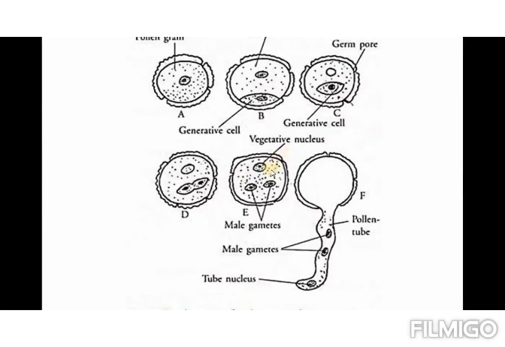So as soon as it is reaching towards the stigma of another flower or the same flower, this intine will come out through a germ pore. See, from here this was the exine, and through a germ pore this intine will come out in the form of a tube-like structure which is called the pollen tube. So this intine is coming out in the form of the pollen tube.